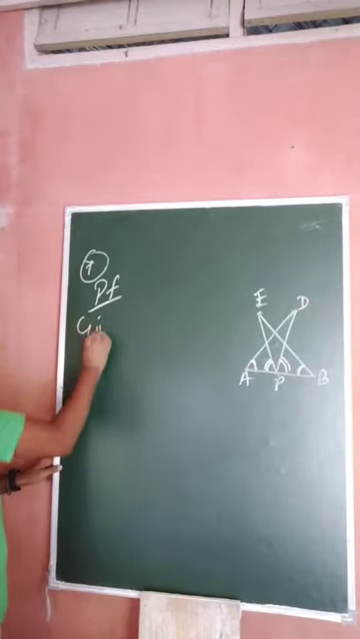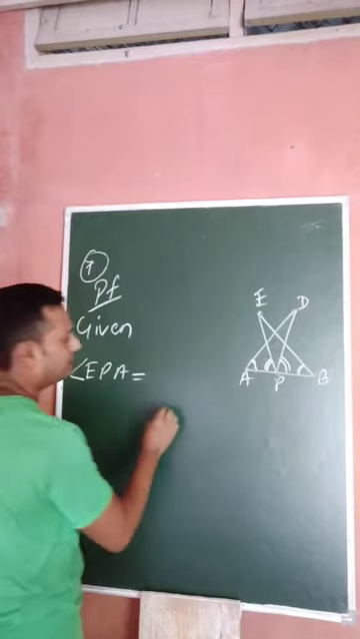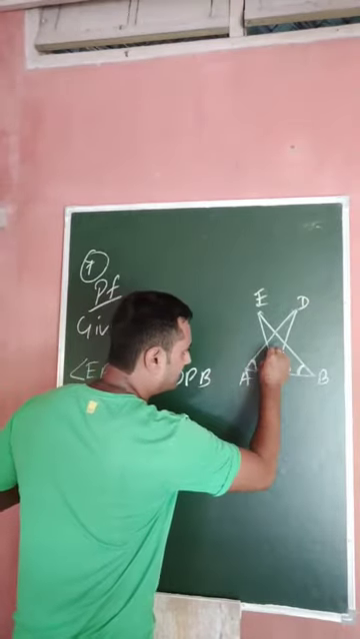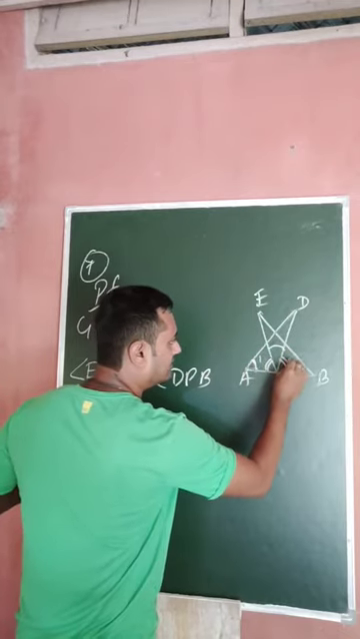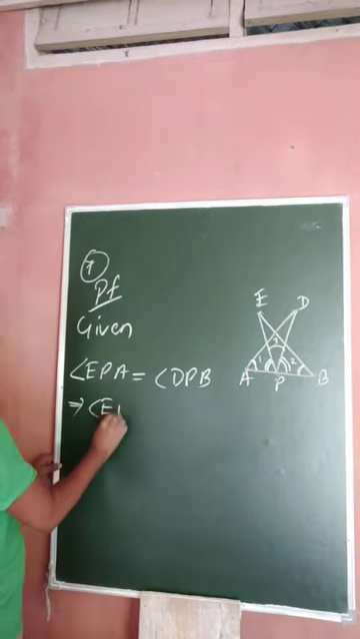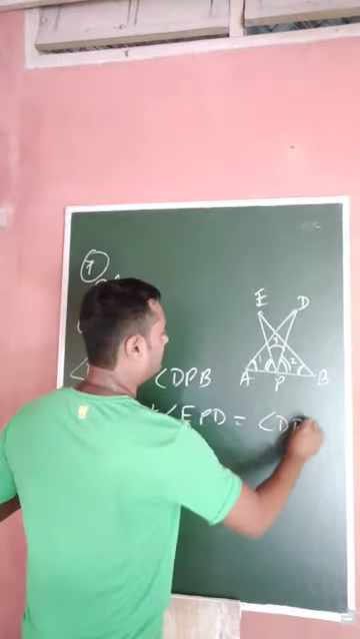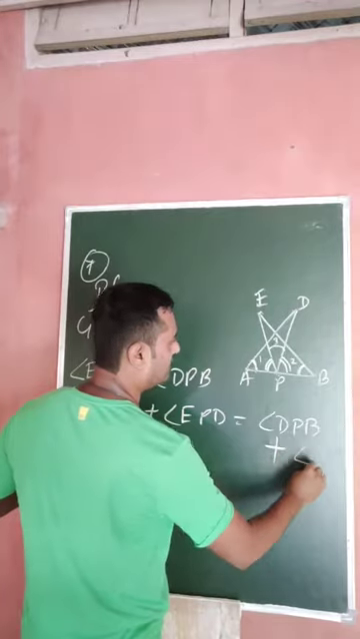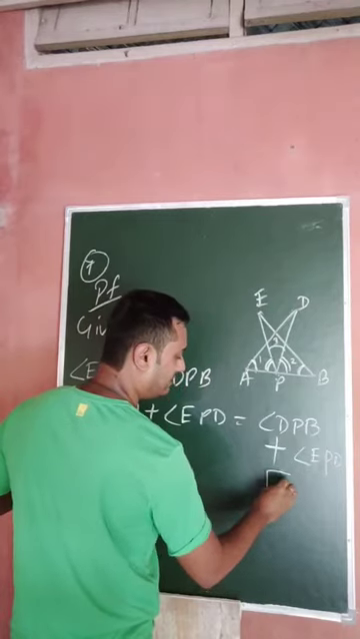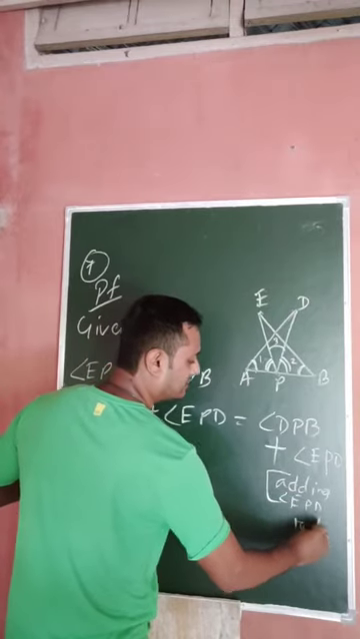So look at this one. Given angle EPA is equal to angle DPB. This thing is given to us. So you just add to both of them this angle. Suppose this one is 1, this one is 2. You just add 3 to both of them. So angle EPA plus angle EPD, similarly DPB plus angle EPD. And you just write within bracket: adding angle EPD to both sides.